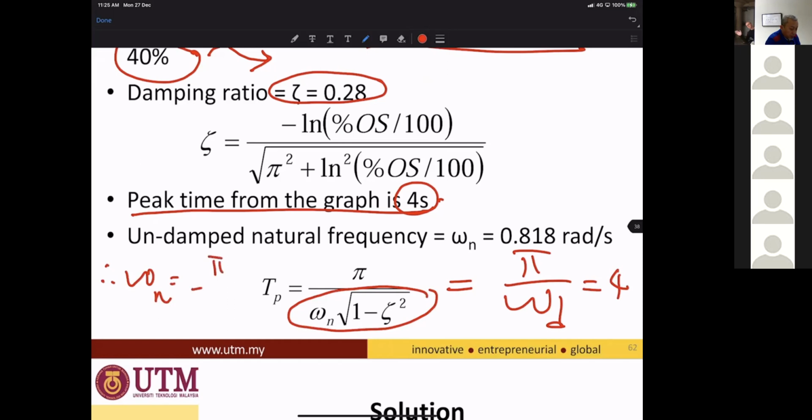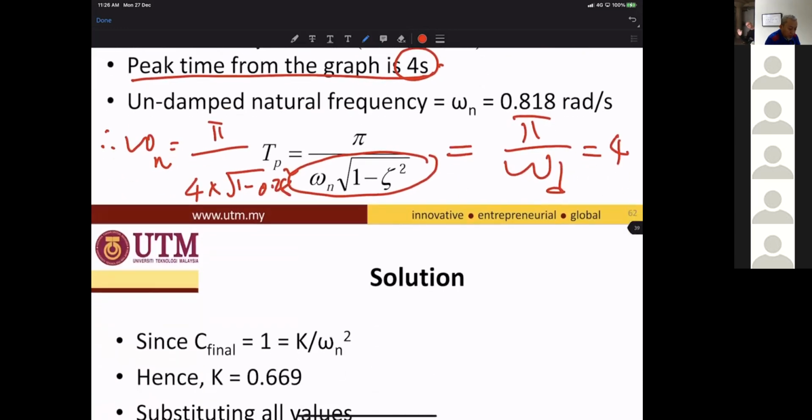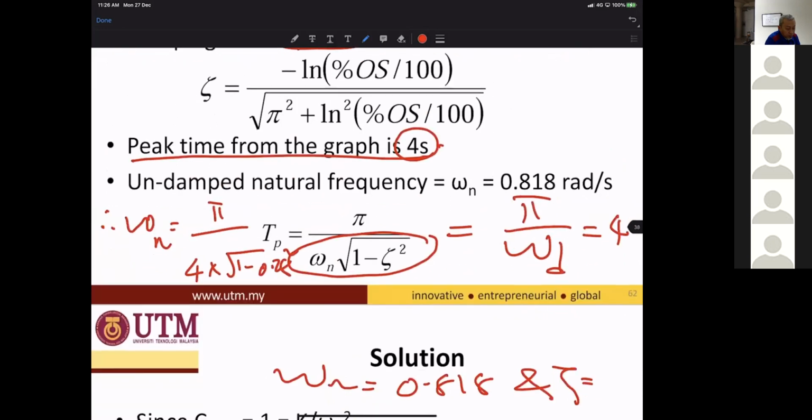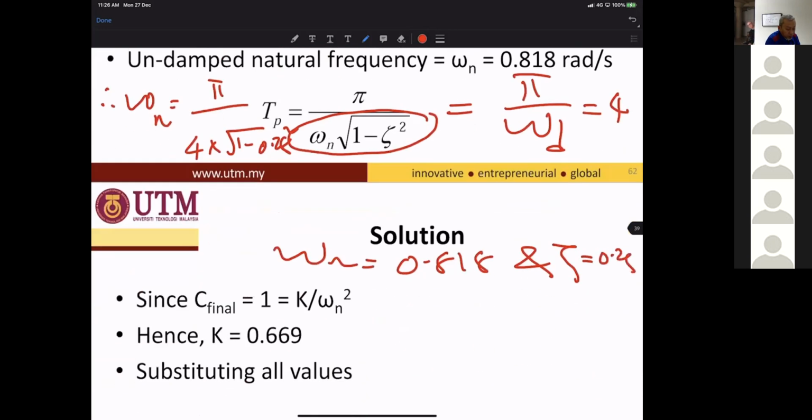pi divided by 4 multiplied by square root of 1 minus 0.28 square. Okay, so you will get omega n as 0.818, and zeta is 0.28.